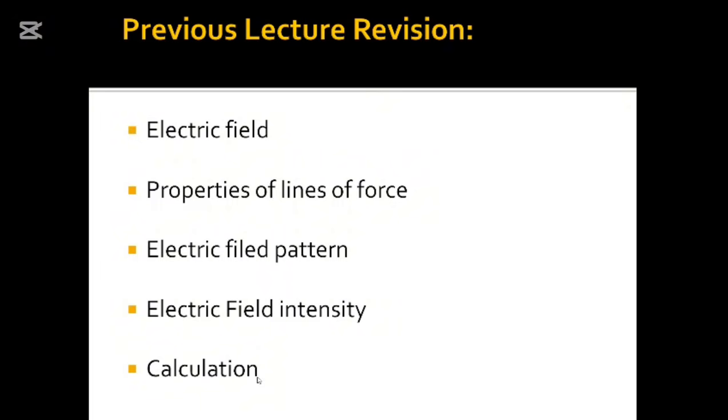Another major property of lines of force is that lines of force cannot intersect or cross each other. Most especially, schools always throw it in as exam questions. In that previous class, we also touched electric field intensity a little bit, and we did some calculations there. Now let's look at today's lecture in detail. It will be a very short one, straightforward to the point, and it will give you exactly what you want.